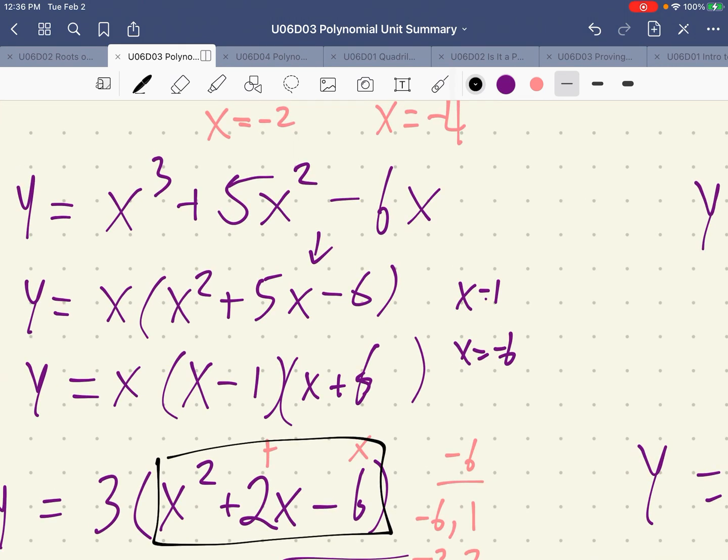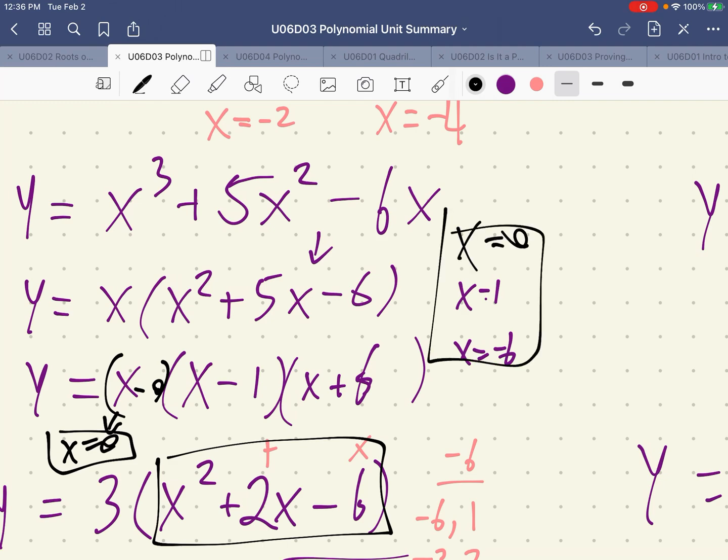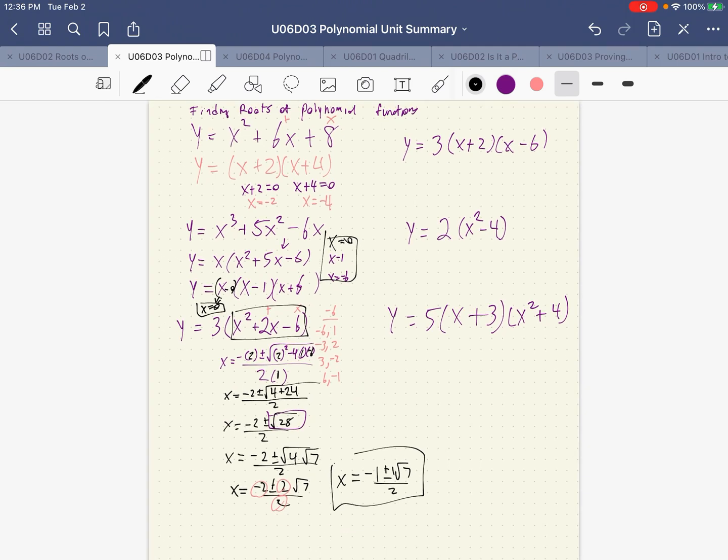I think I missed a root in the previous example. We also could say x equals 0 is one of our roots, because when you have a factor of just x, it's really x minus 0. So x minus 0 equals 0 when x is equal to 0. So x equals 0 is also a root for that one.